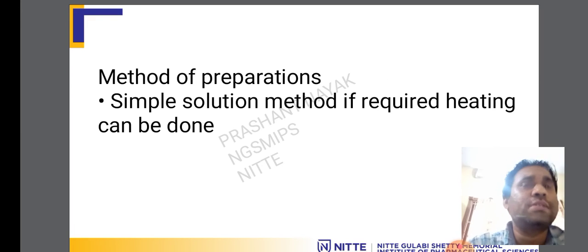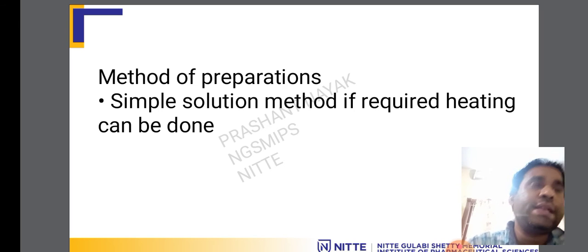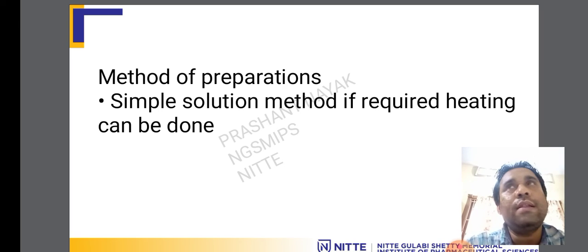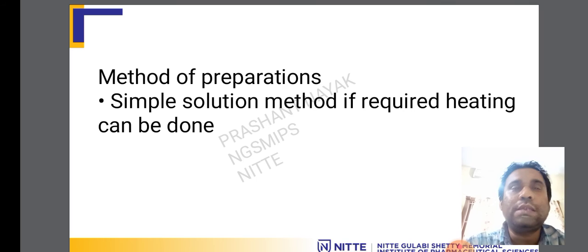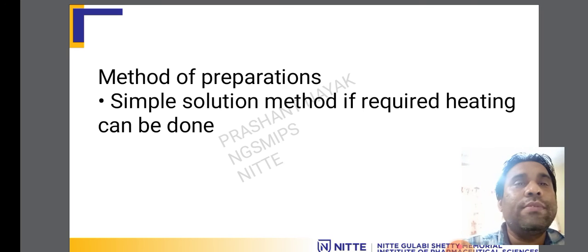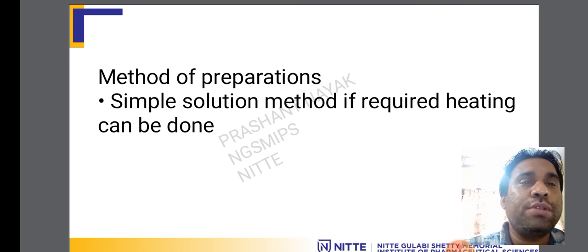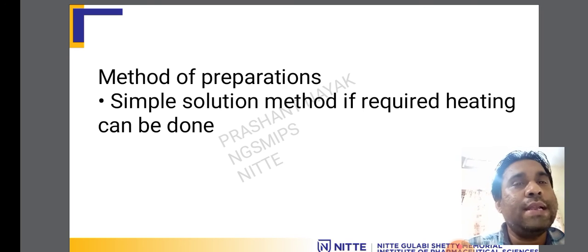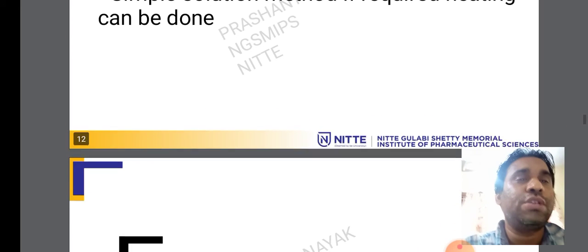Now this is also a simple method of preparation, a simple solution method. We have to mix all the ingredients in a suitable container and mix them well. If some ingredients are not dissolving, heat it just a little bit. So slight heating is required, which can be done, to make a simple solution mixture. The slight heating will give you a nasal drop. So this is the preparation of a nasal drop.